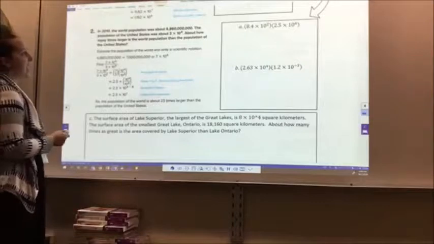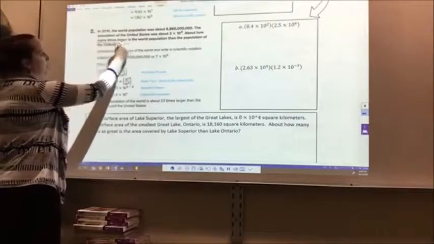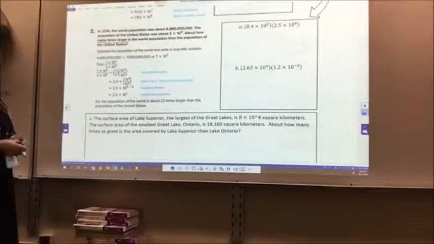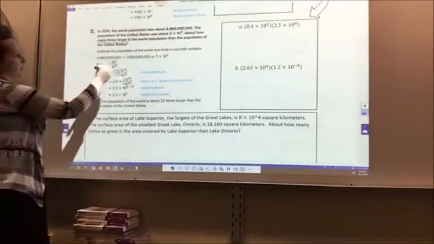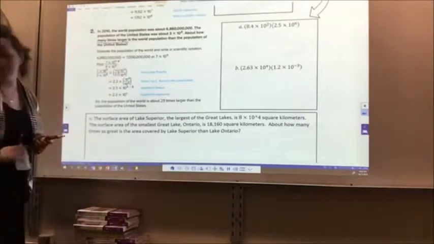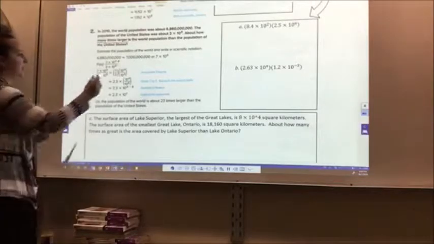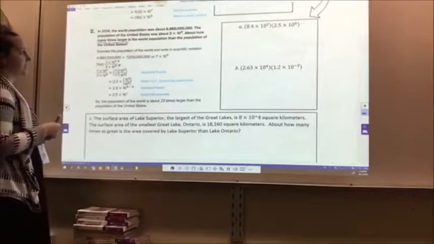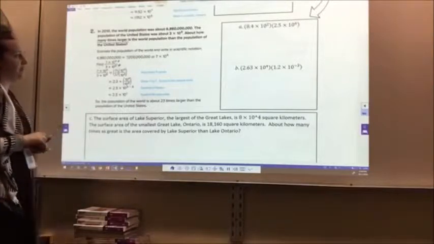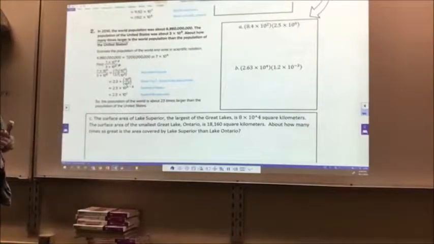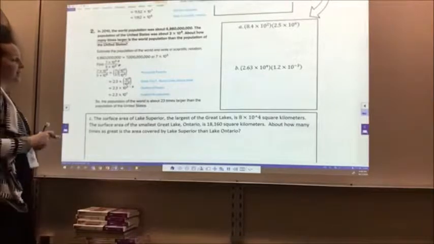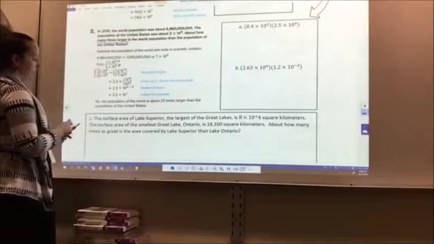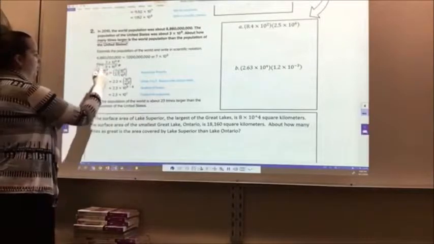Now, I was asked how many times larger is the world population than the population of the United States. So here's the world population, here's the population of the U.S., and we're dividing. So I'm taking 7 times 10 to the 9th divided by 3 times 10 to the 8th. Again, I can just divide my whole numbers and then I can deal with my exponents.